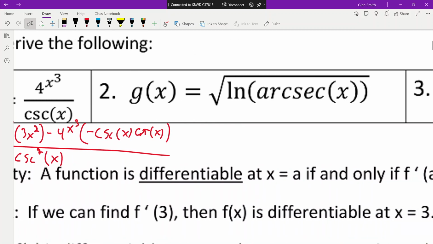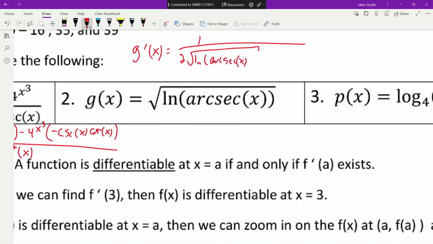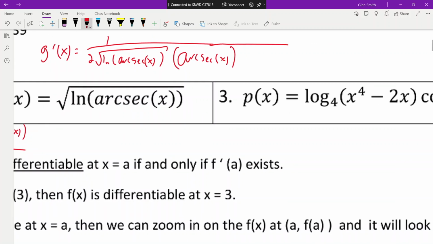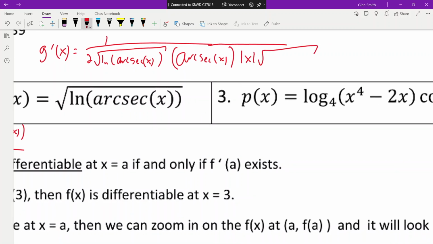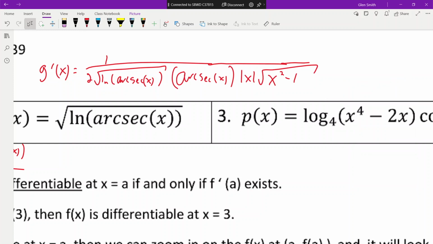For the second one, that's just a chain rule a handful of times. We'll do it up here. That's 1 over 2 square root ln of arc secant of x times the derivative of ln of arc secant. Well, that's just 1 over arc secant of x times the derivative of arc secant of x, which is the absolute value of x times the square root of x squared minus 1. And you can put them all down in one big fraction. There you go.